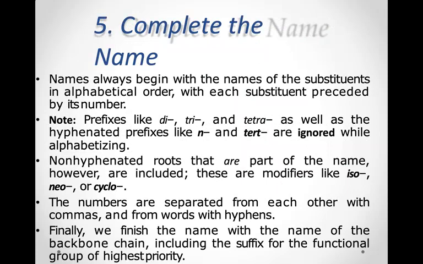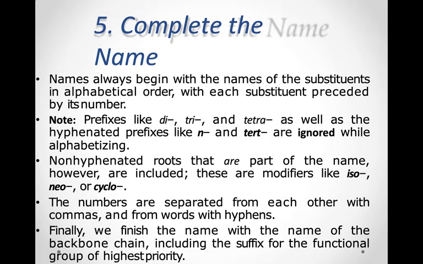So last but not the least, you have to complete the name. Names always begin with the names of the substituents in alphabetical order, with each substituent preceded by its number. Prefixes like di, tri and tetra, as well as hyphenated prefixes like n and tertiary, are ignored while alphabetizing. You should always not consider the di, tri prefixes. Next, non-hyphenated roots that are part of the name, however, are included.